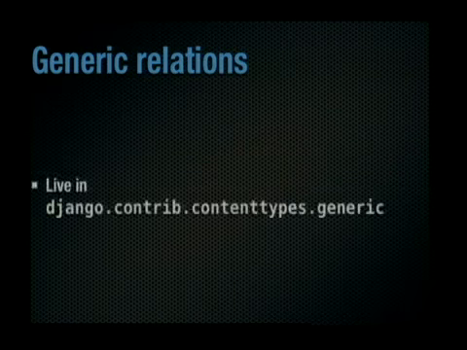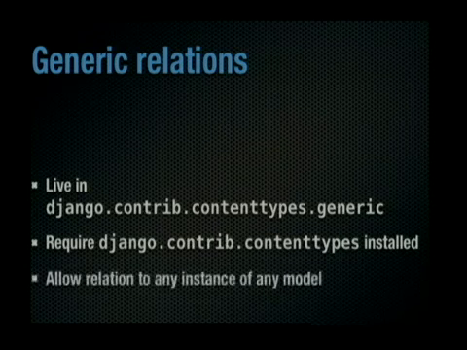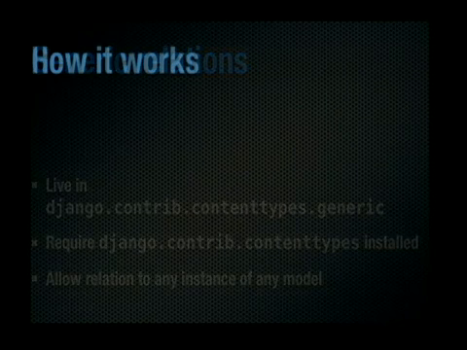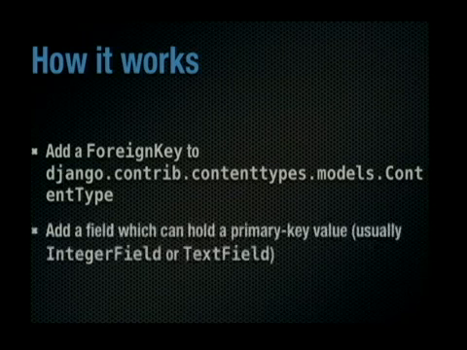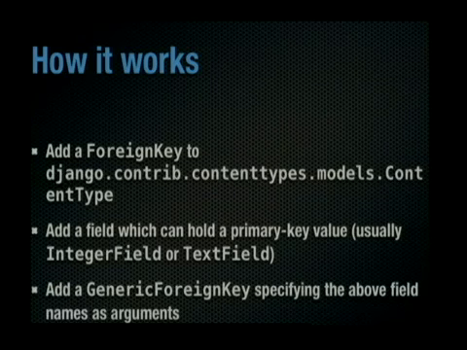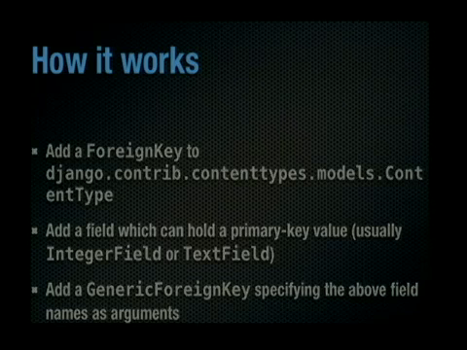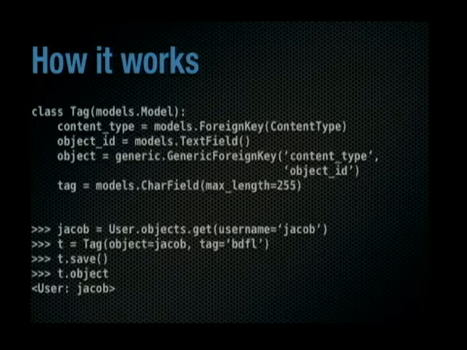Generic relations live in the content types contrib app, in generic. Requires content types to be installed, allows you to basically do a foreign key that doesn't specify what model it relates to, and can relate to any instance of any model you have installed. Quickly, how it works is you set up a foreign key from your model to content type, and a field that can hold a generic primary key value, and then add a generic foreign key, which you can import out of content types, specifying those two fields as arguments. So basically looks something like this.